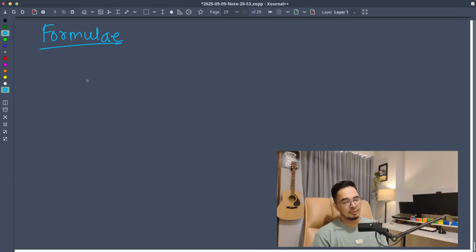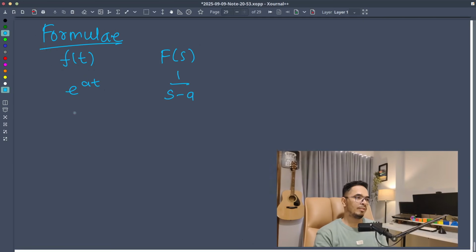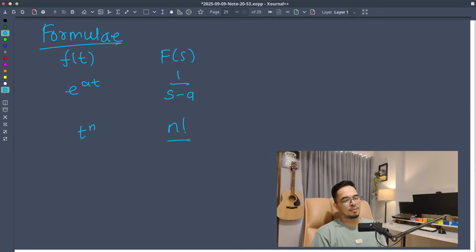If we now quickly revise all the formulae, we know that if f of t is e raised to at, the Laplace transform would be 1 upon s minus a. If it is t raised to n, the Laplace transform would be n factorial upon s raised to n plus 1.